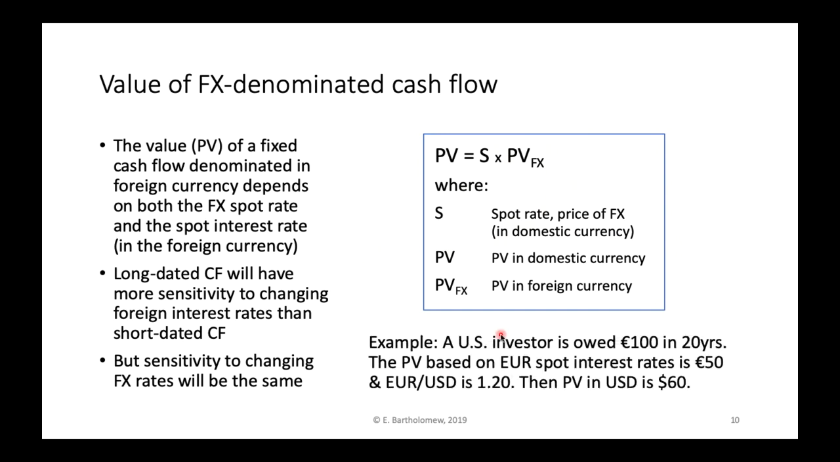So as an example, suppose a US investor is owed 100 euros in 20 years, and suppose we value that 100 euros in 20 years based on the euro spot interest rate, and we get 50 euros. So that's their value in euros. But we want to know what the value is in dollars. So we need the exchange rate. It's 1.2 dollars per euro. And so the PV in US dollars would be 1.2 times the 50, or $60.